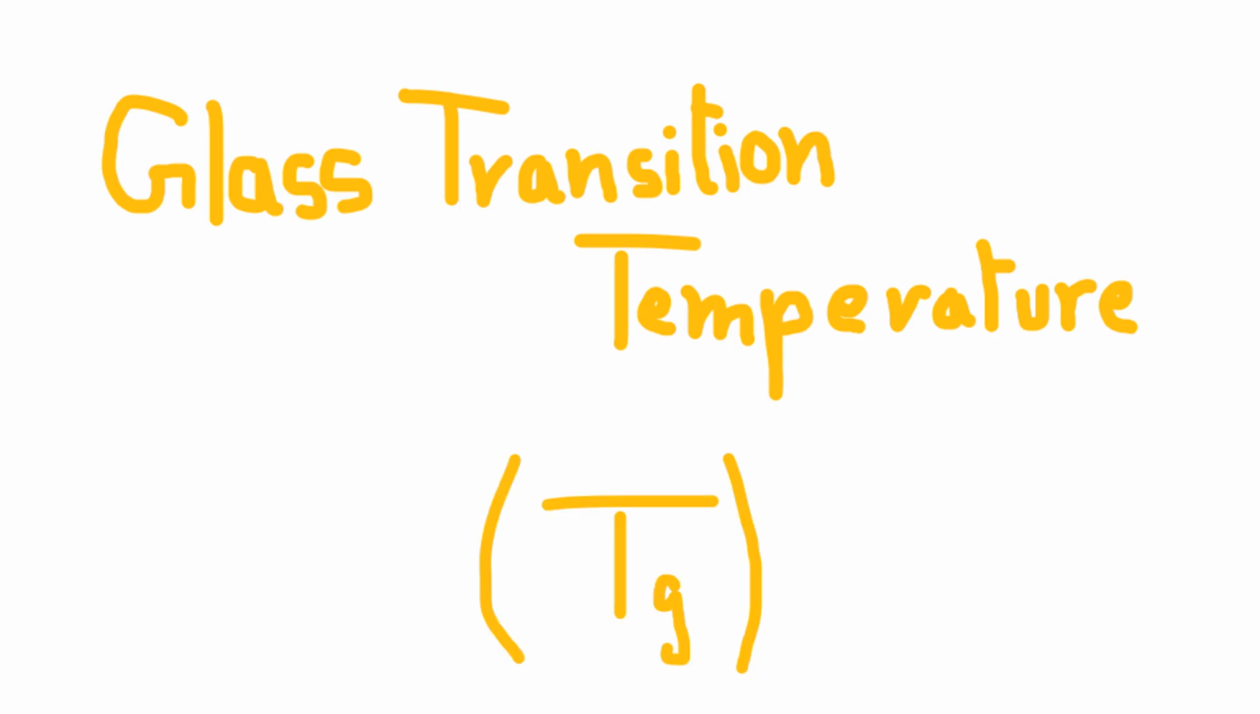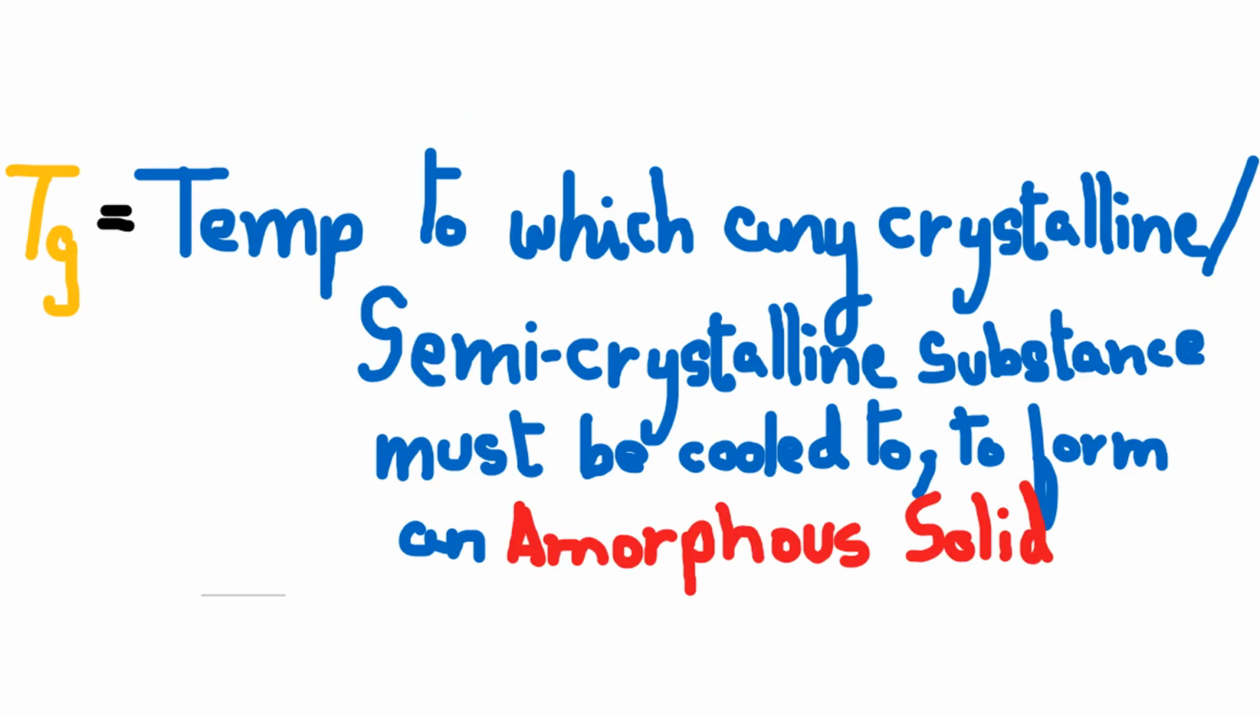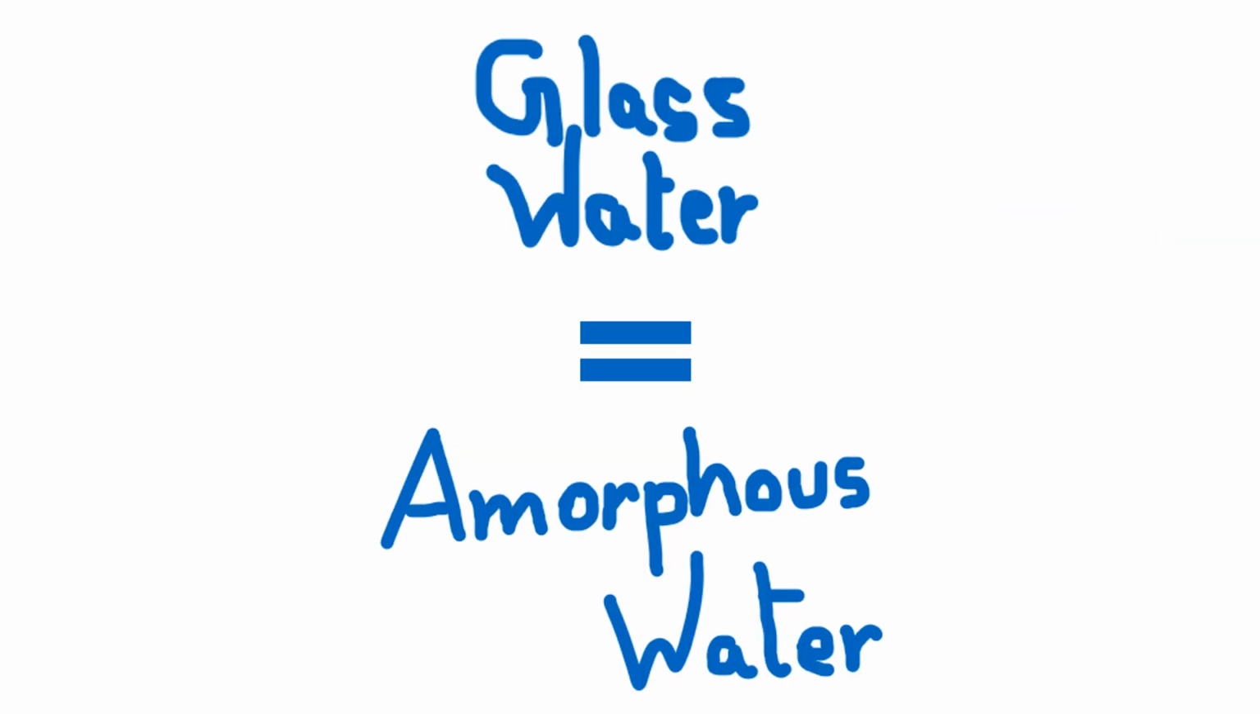Now, before we continue, we must understand what glass transition temperature is. This is the temperature range to which any crystalline or semi-crystalline structure must be rapidly cooled to form an amorphous solid. This is how the glass of your window panes are made. This also means that technically you can make glass out of water.